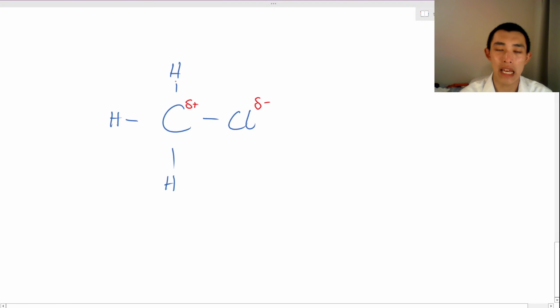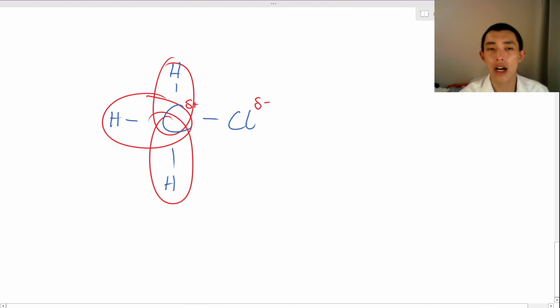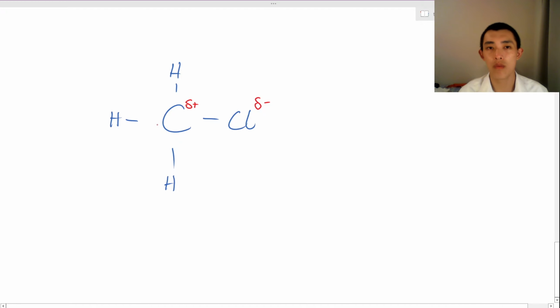How about carbon and hydrogen? In reality, there actually is a bit of electronegativity difference between carbon and hydrogen. However, in contrast to the carbon-chlorine one, it's not really that big, so we tend to ignore it. We say that this bond here, the carbon-hydrogen bonds, are more or less non-polar, neutral. So what can we see here? Well, we can draw a dipole to represent this. And we can see that we have a net dipole, and that's fantastic.